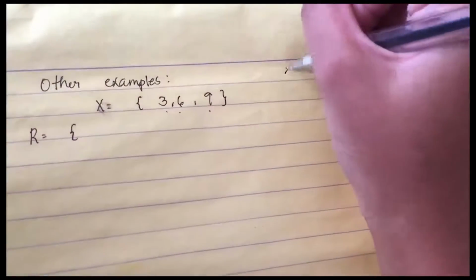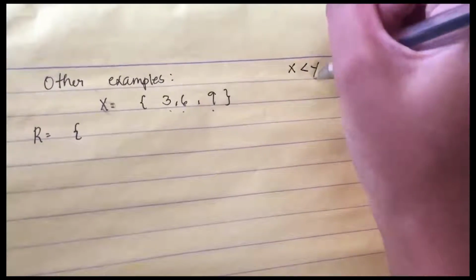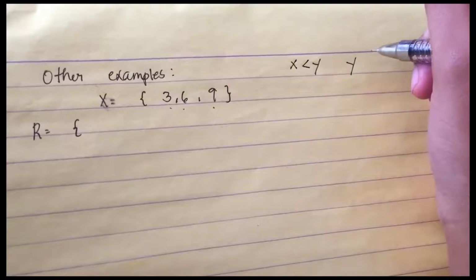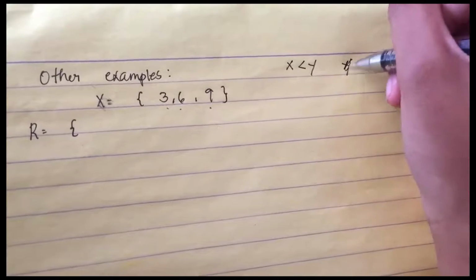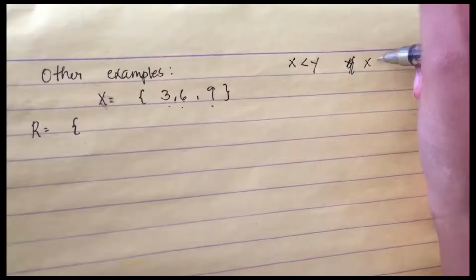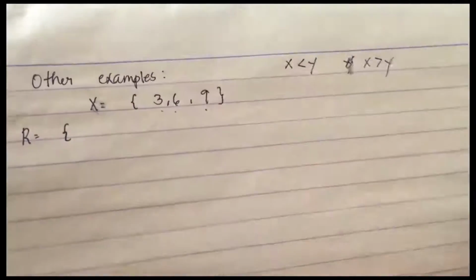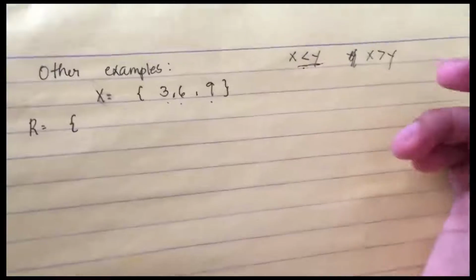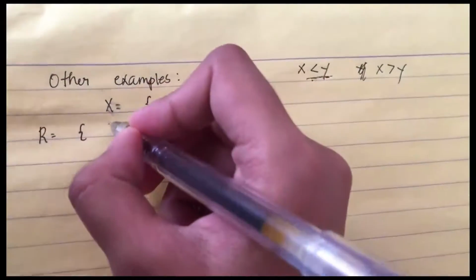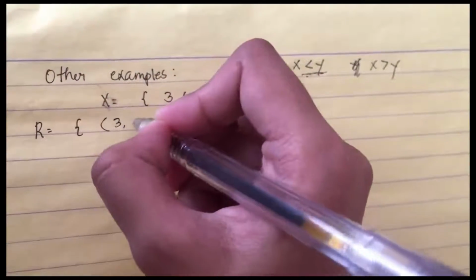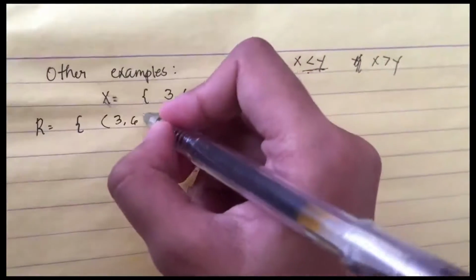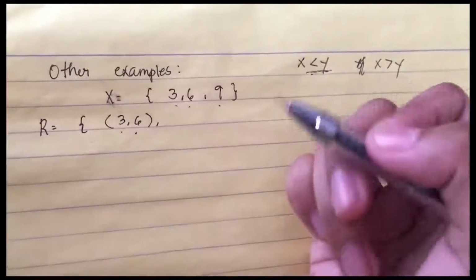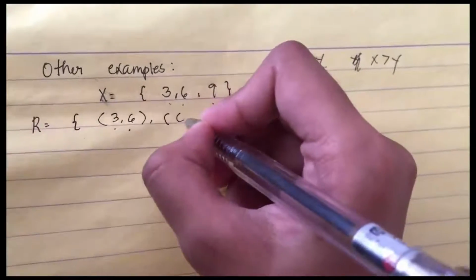satisfy X is less than Y and X is greater than Y. So, for this rule, we could have 3 and, with X and Y, X is less than Y, 6 and 9.